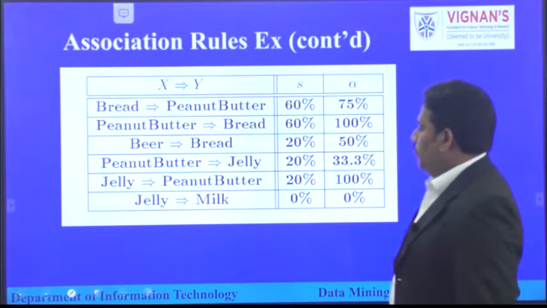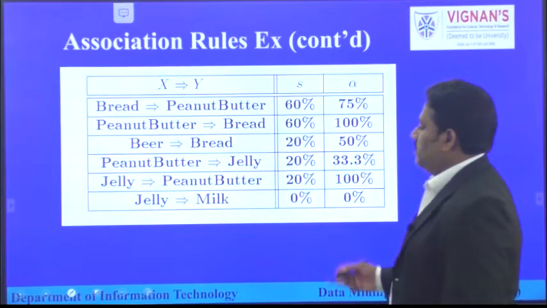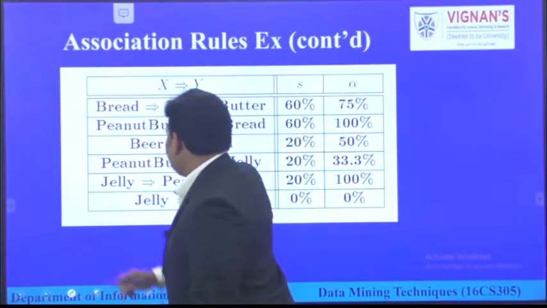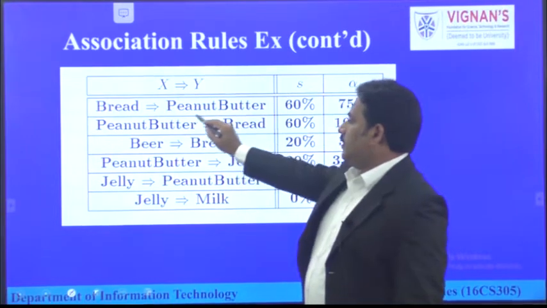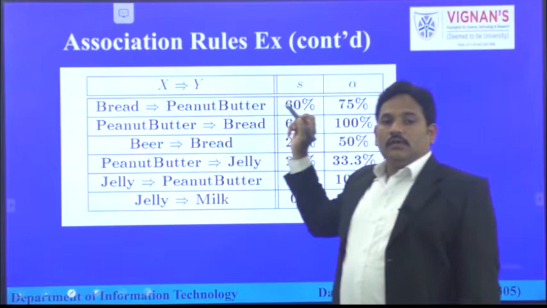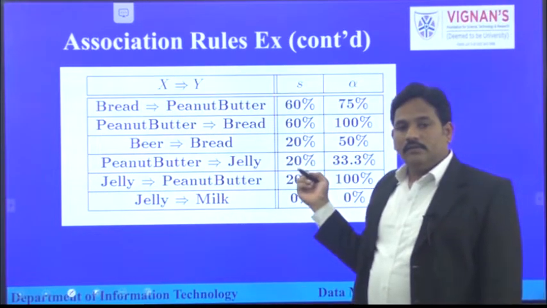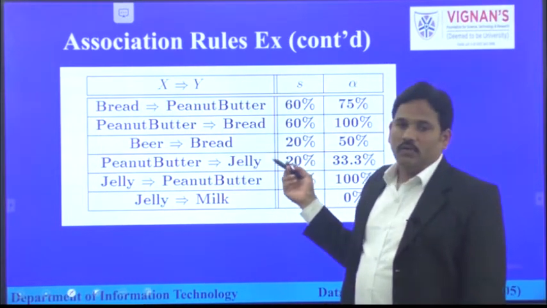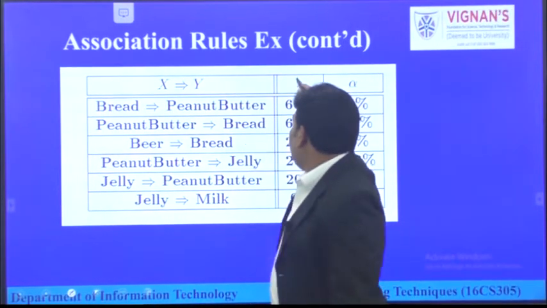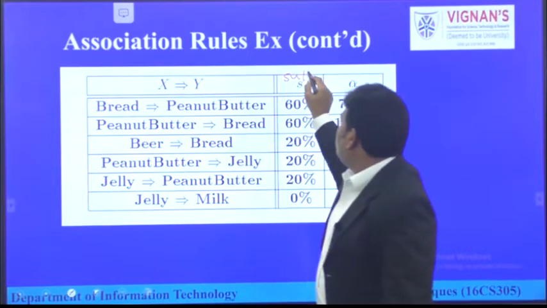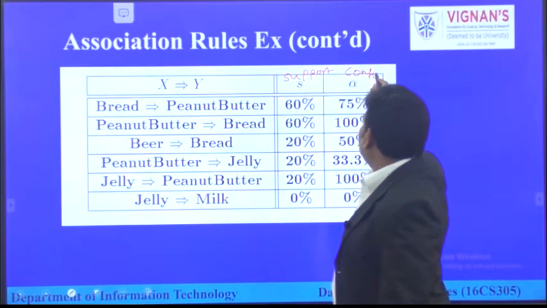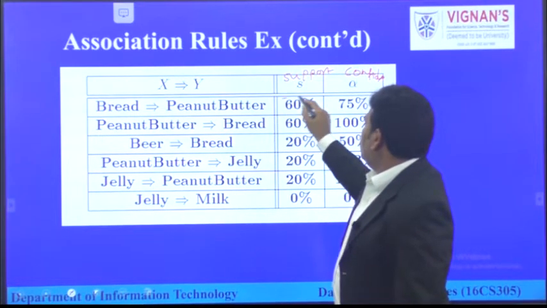Look here. We took the same example, market basket analysis. Here we will compare. Let us assume the transaction is bread and peanut butter. What is the support for bread and peanut butter, and what is the confidence for bread and peanut butter? So here we want to calculate support and confidence. Here we got 60%.